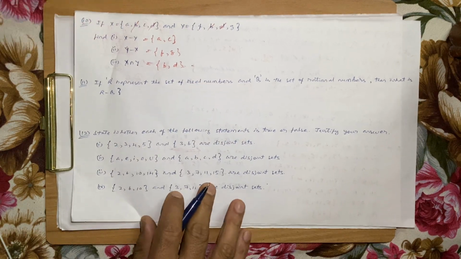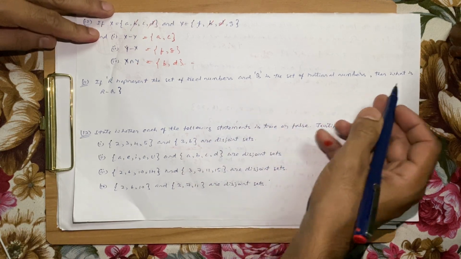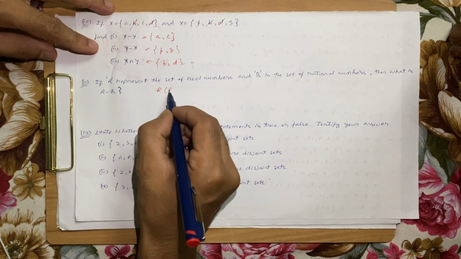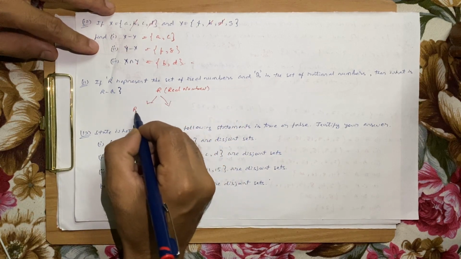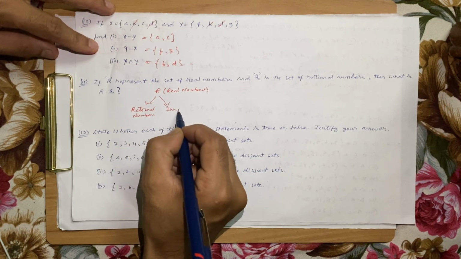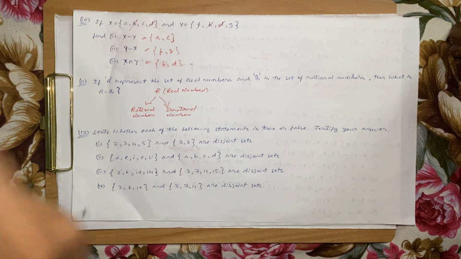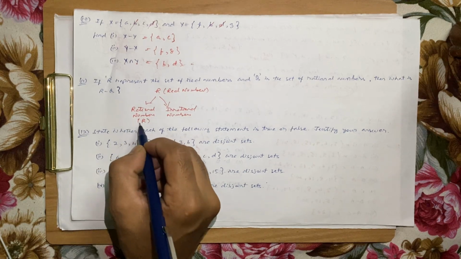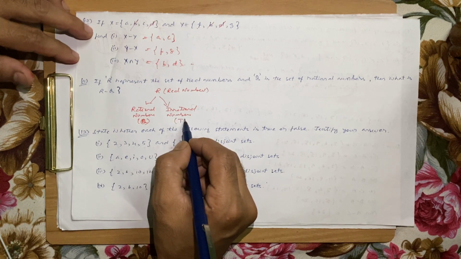Now if R represents the set of real numbers and Q represents the set of rational numbers, then what is R minus Q? R means what? Real numbers. And real numbers can be divided into 2 parts: rational numbers and irrational numbers. Rational numbers are denoted by the capital letter Q, R means real numbers, and irrational numbers are denoted by T.